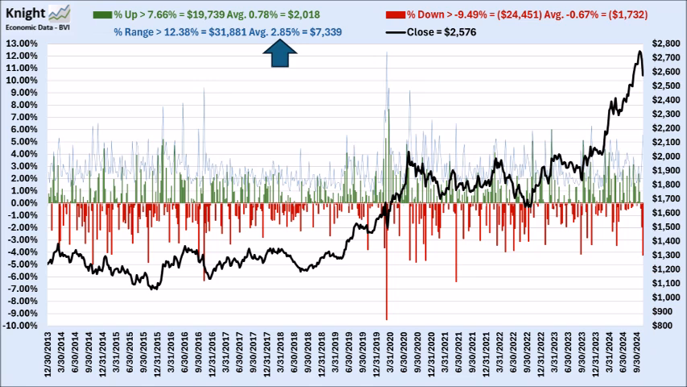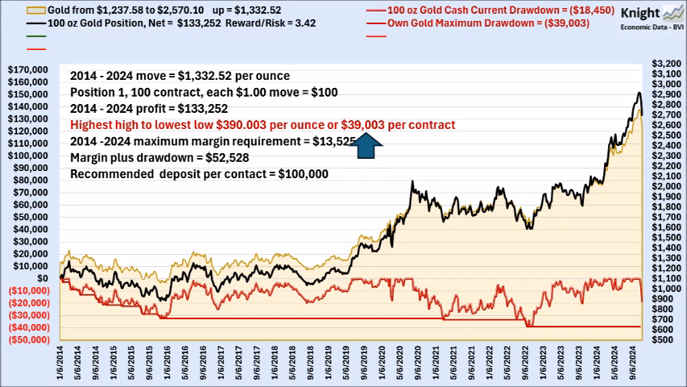And average weekly ranges of at least 2.85%, which equates to $7,339 per contract. Weekly drawdowns in gold have been as high as 9.49%, which at $2,570 per ounce is equivalent to $24,451 per contract. Weekly drawdowns in gold have averaged 0.67%, or at $2,570 per ounce, $1,732 per contract.